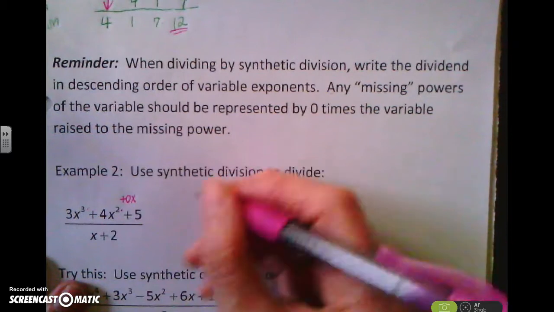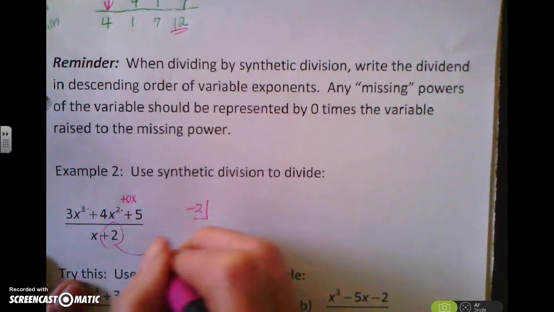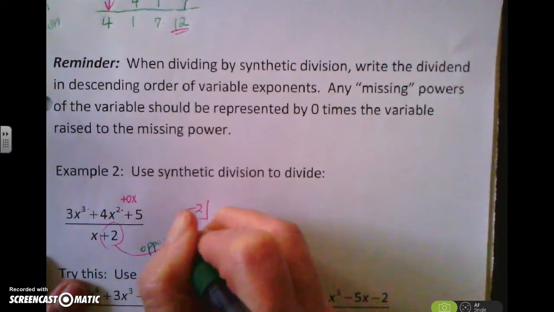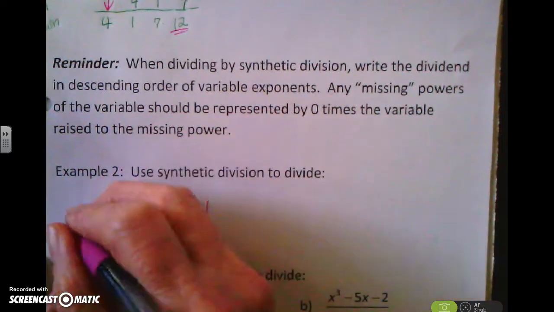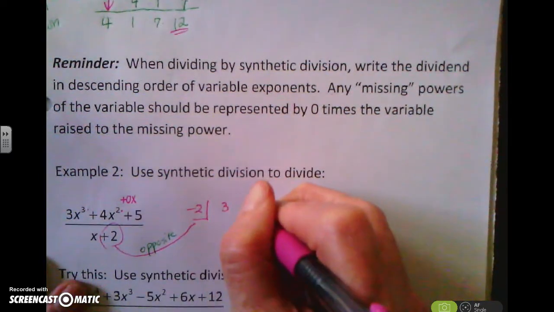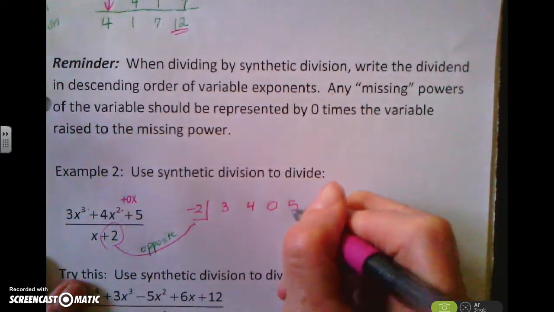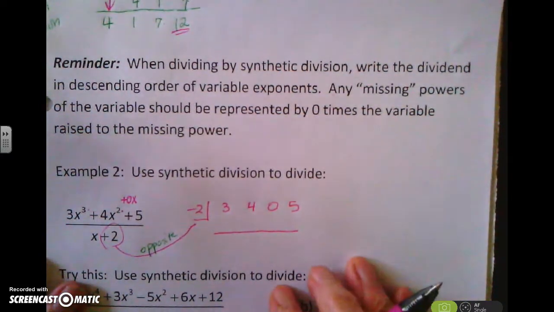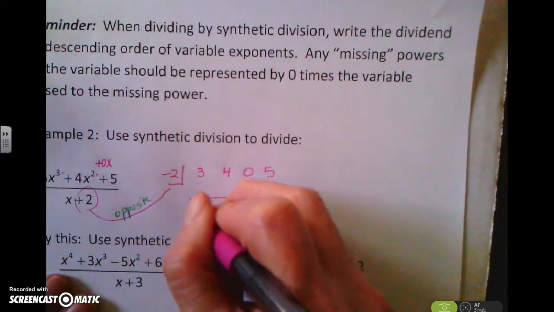So when I go to do my division, in my box, I'm going to put a negative 2. Again, it is the opposite sign. So if this is plus 2, this is going to be minus 2. And then to the right of it, I'm going to write the coefficients, 3, 4, and then I need to make sure I put the 0 in, 0, 5. I'm going to draw a line, and then I'm ready to begin. So first step, just like here where I brought down this 4, I'm going to start by bringing down the 3 and put a 3 here.